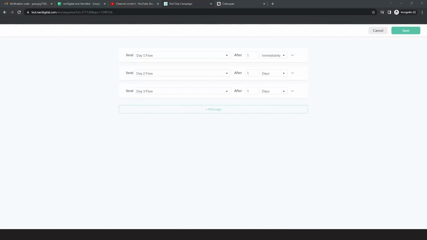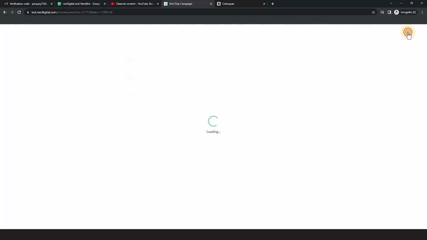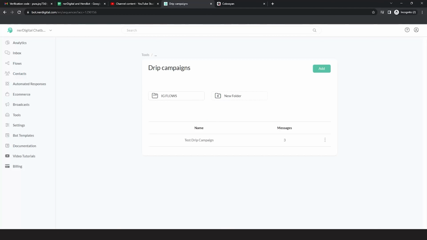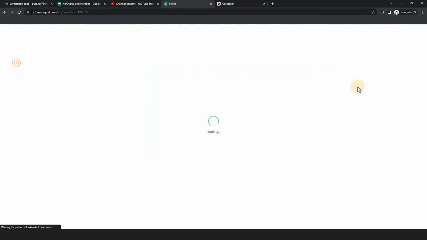This setup means day 1 flow will be sent immediately after the user subscribes to the drip campaign. Day 2 flow will be sent 1 day after day 1 flow was sent. Day 3 flow will be sent 1 day after day 2 flow was sent. Now, let us create a flow where we will subscribe the user to the drip campaign.